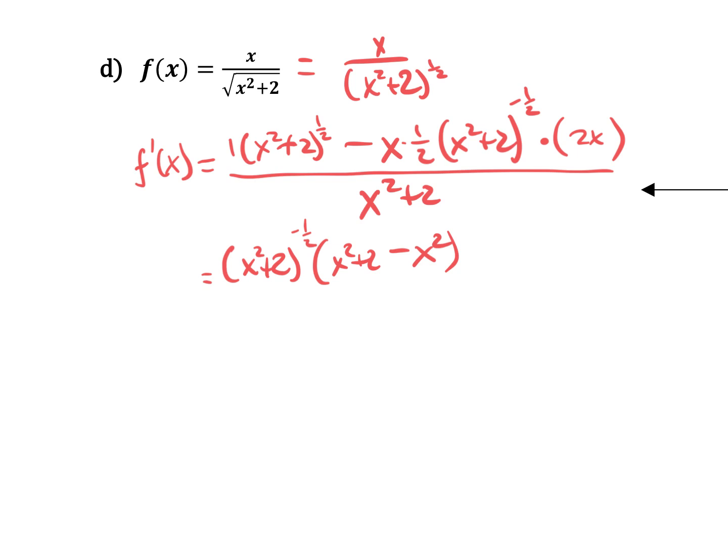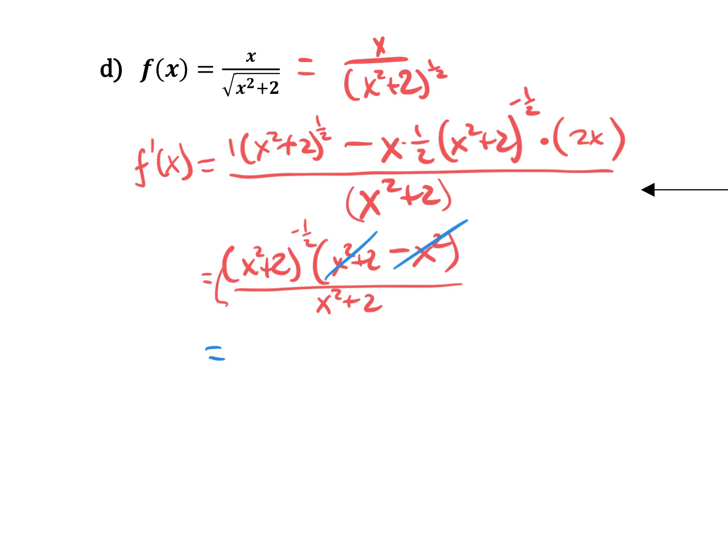Well, that cleans up nicely. Look at that. Those x squareds are going to go away. Let me copy this down, x squared plus 2. So those are going away. And, well, what do we got here? This is interesting.